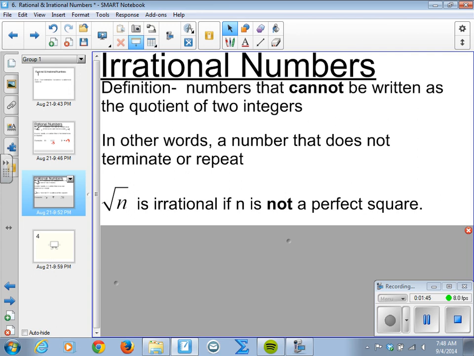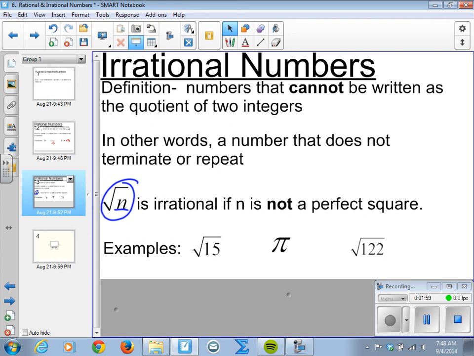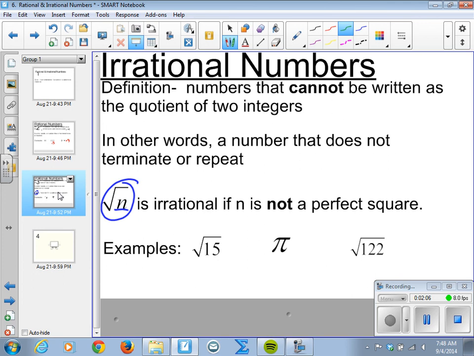Any radical expression in which the number under the radical sign is not a perfect square, that whole thing becomes irrational. So for example, radical 15. We know that 15 is not a perfect square. Therefore, this number actually will just go on and on forever, no repeating.